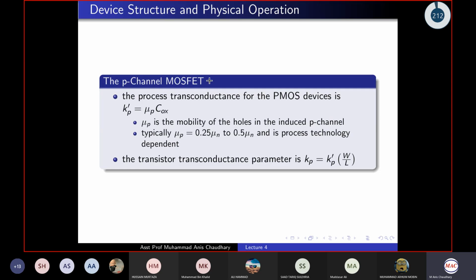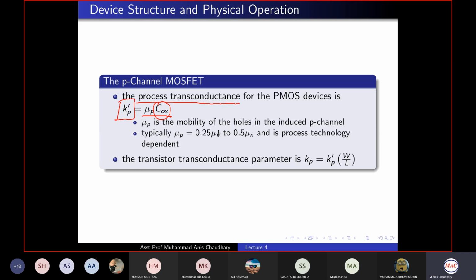So PMOS transistor के लिए भी आप process transconductance parameter define कर सकते हैं, which is denoted by Kp prime, and Kp prime is mu p times C oxide. So C oxide तो अभी भी वही है, क्योंकि सेम प्रोसेस में अगर CMOS प्रोसेस है तो जहाँ पर भी आपने ऑक्साइड ग्रो की है, उसके साथ एसोसिएटेड कैपेसिटेंस पर यूनिट एरिया आपको एक गिवन रेंज में मिल जाएगी मैन्युफैक्चरर से. म्यू पी इज द मोबिलिटी ऑफ द होल्स.